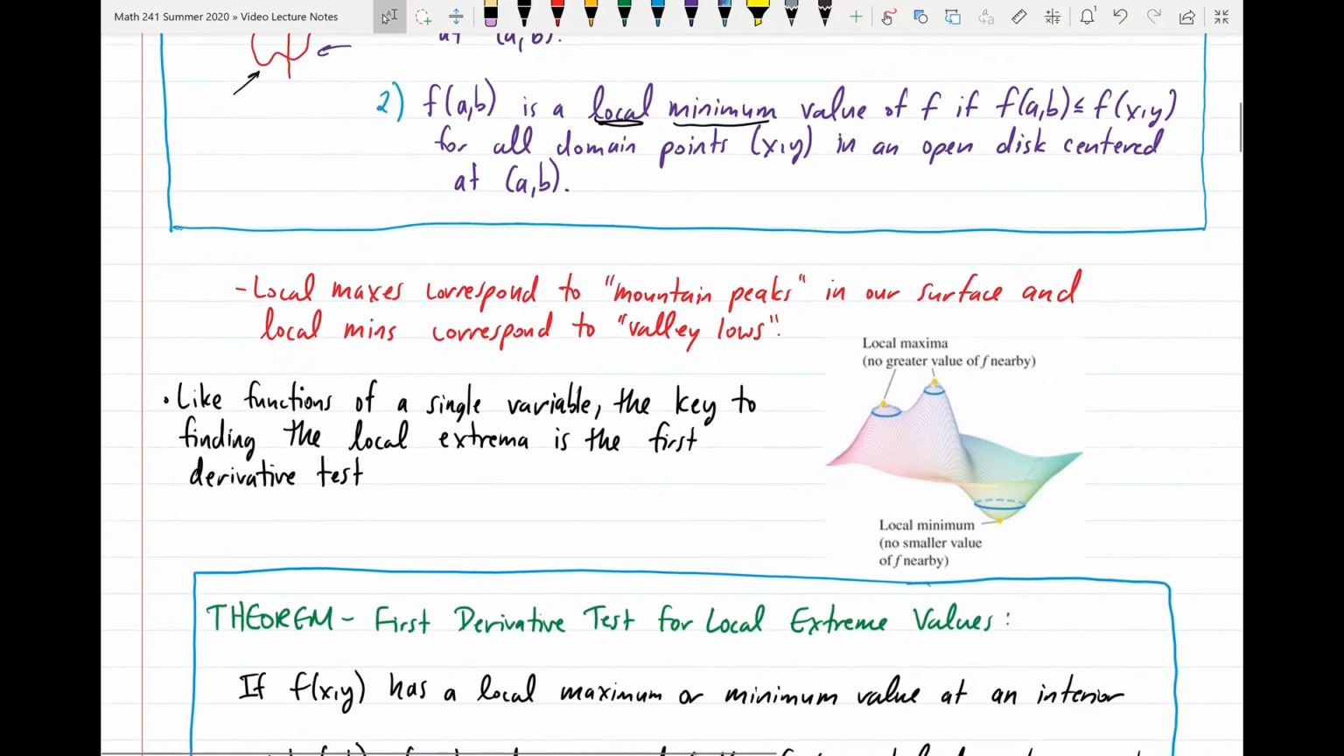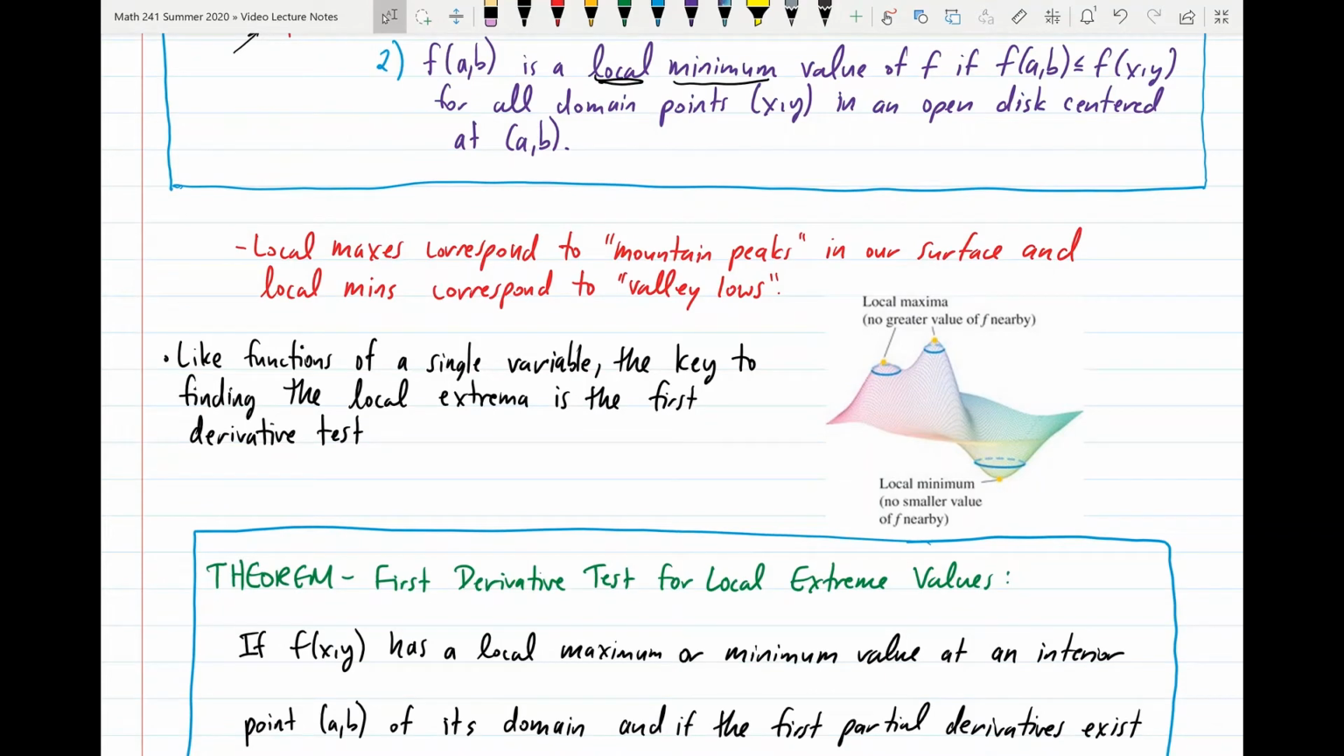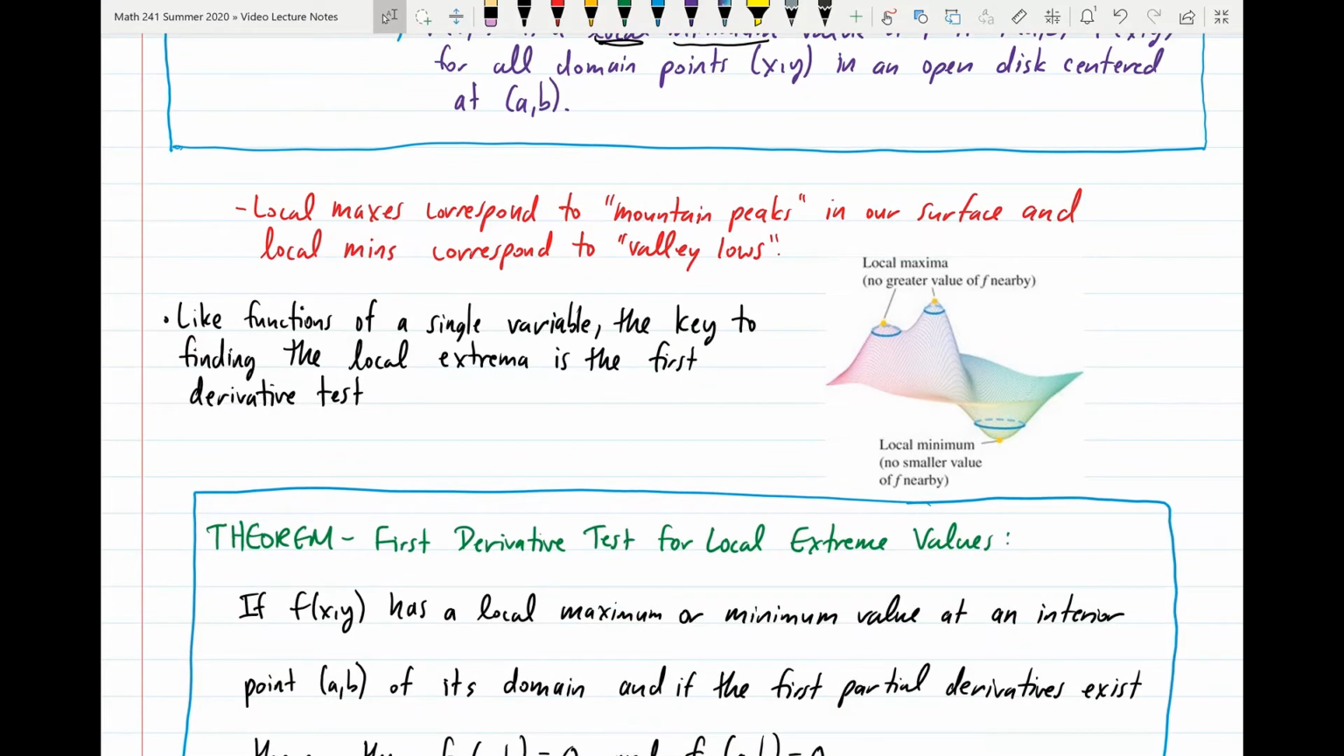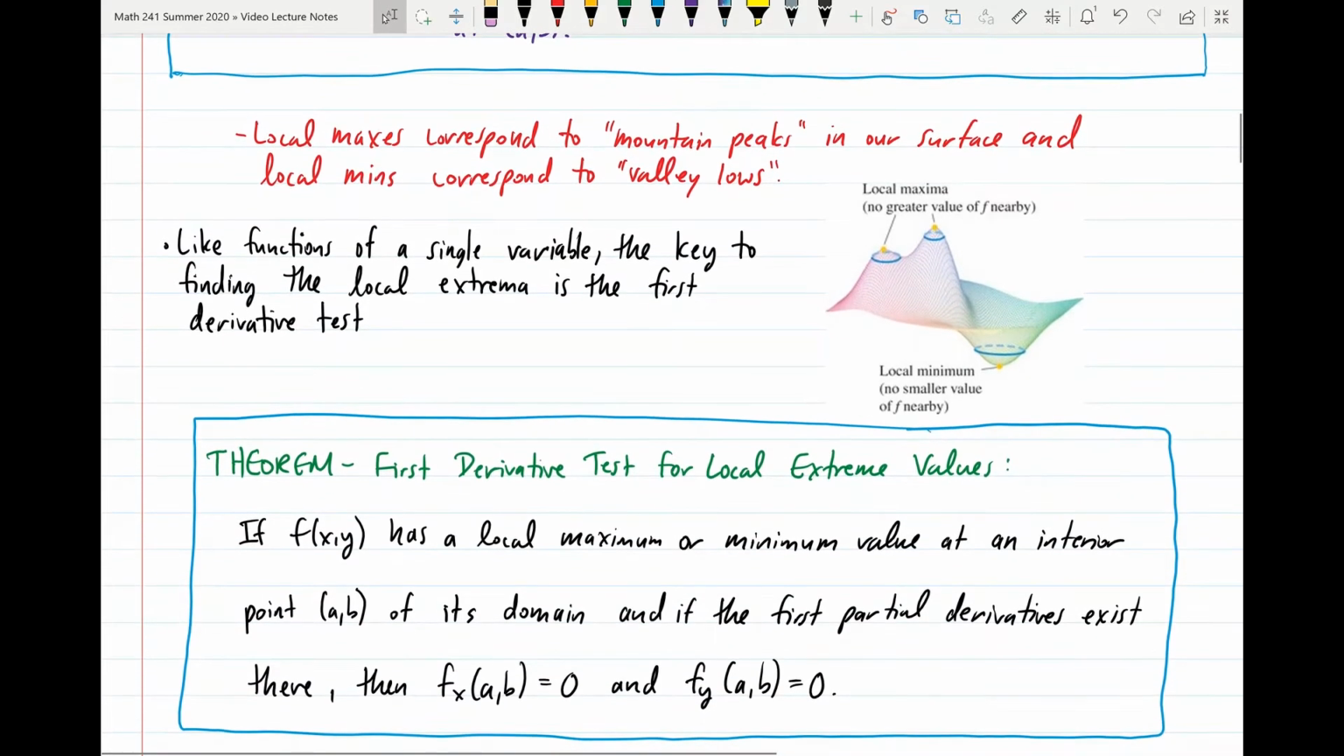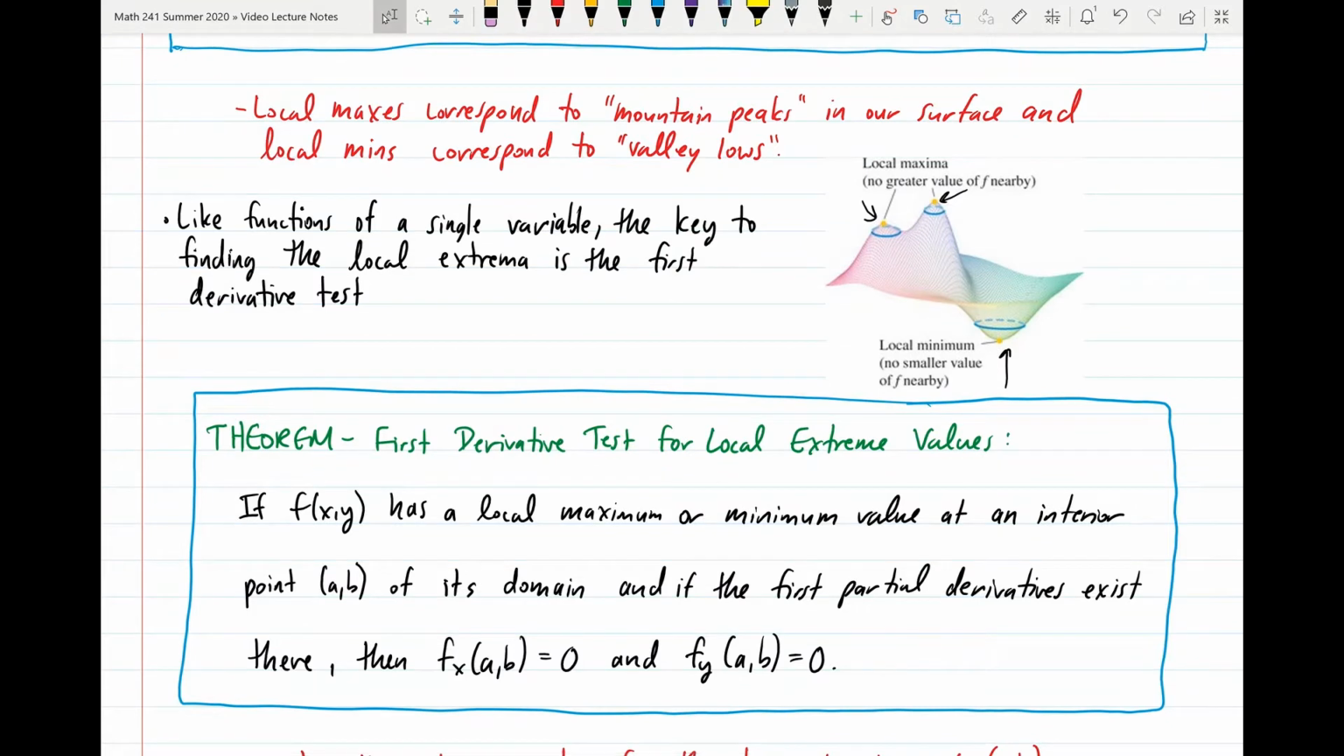So another way to think about this intuitively is that local maxes will correspond to mountain peaks in our surface, and local minimums will correspond to valley lows in our surface. And I do have a picture which I stole from the textbook because I definitely know that I can't draw that, showing some local maximums and a local minimum. So again, notice that this local minimum is kind of like the bottom of a valley in the surface, and these local maximums are kind of like the peaks of mountains along our surface. So this should give you an idea of what these local maximums and local minimums look like.